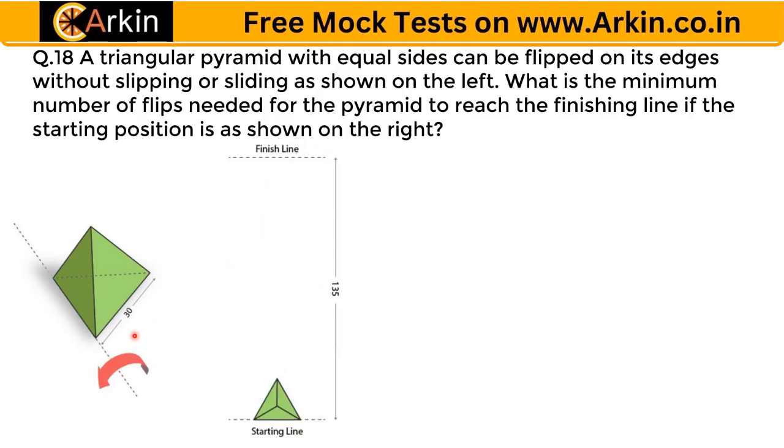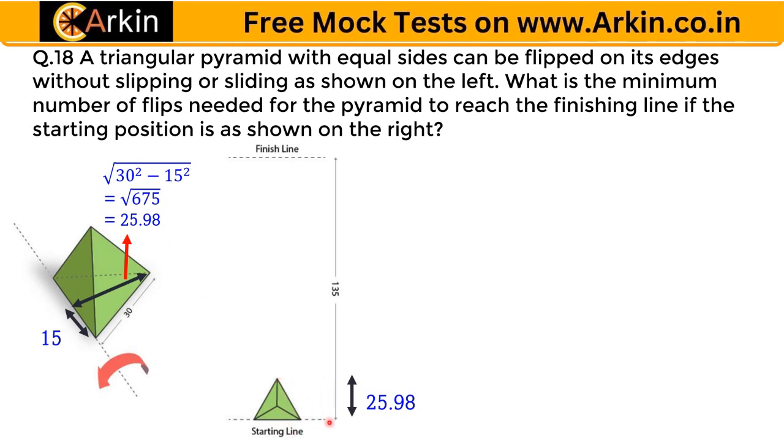So first let us find out how much distance it will cover in one flip. Actually in 2 flips, we'll come to that later. For that let us find the height of this equilateral triangle. Because this is an equilateral triangle, half of this will be 15 and this is 30. We can find this height by Pythagoras theorem, which will be under root 30 square minus 15 square. If we calculate, we get 25.98. So that means this distance is 25.98.